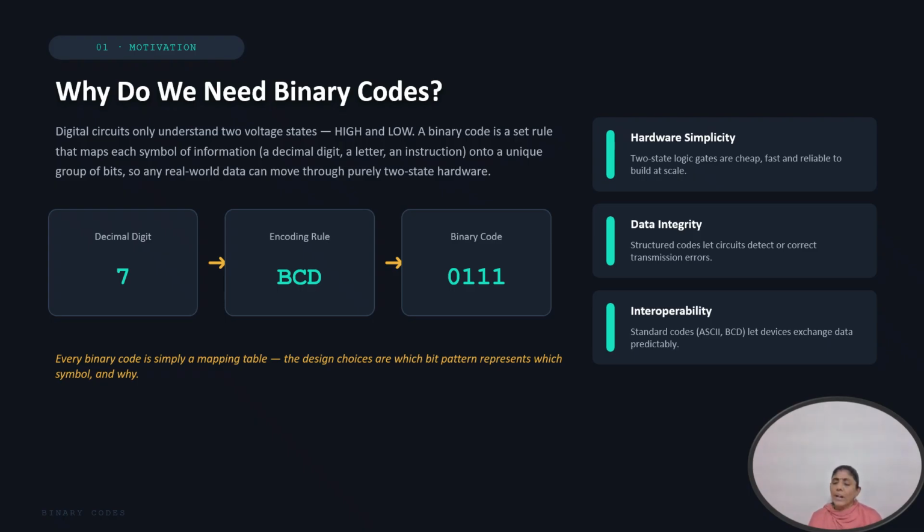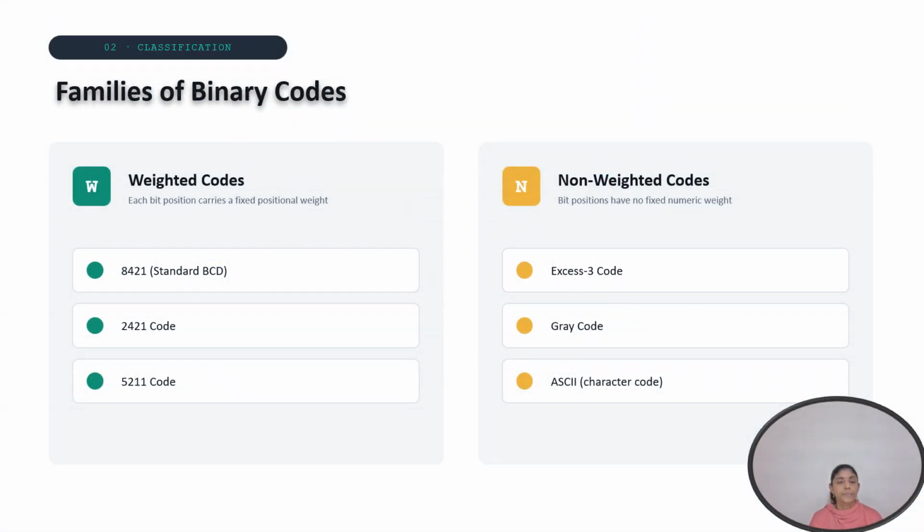And what are the advantages of this binary code? First is hardware simplicity, because only two-state logic gates are enough to execute this. It is a cheap, fast and reliable build. Next one, it is data integrity. What is the data integrity? Structured codes let the circuit detect or correct transmission errors. Next, it is interoperability. There are some standard codes like ASCII, BCD and all. They let the devices exchange the data predictably.